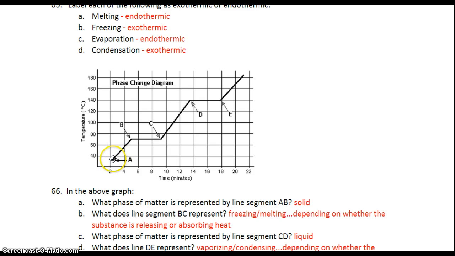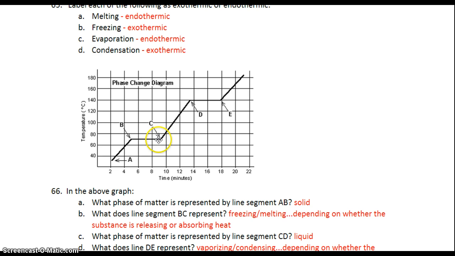So it's a solid. Here it would be frozen. It's at a low temperature. And it's a solid. As we move up this line, eventually at point B, it begins to melt. And it continues to melt into a liquid until you get here to point C. At that point, it would be completely melted.